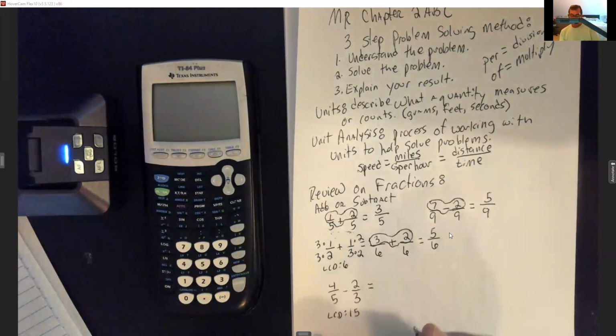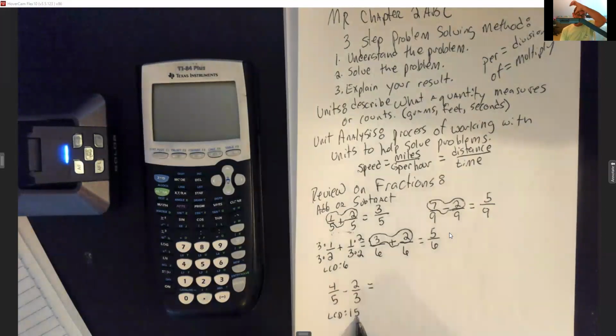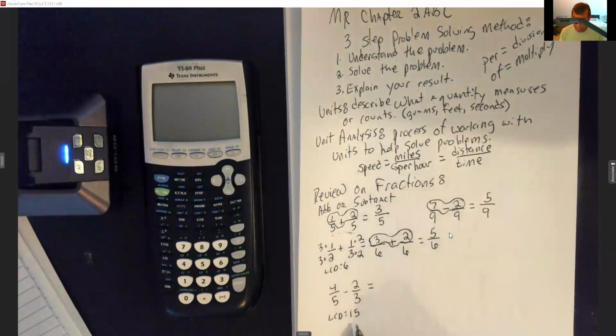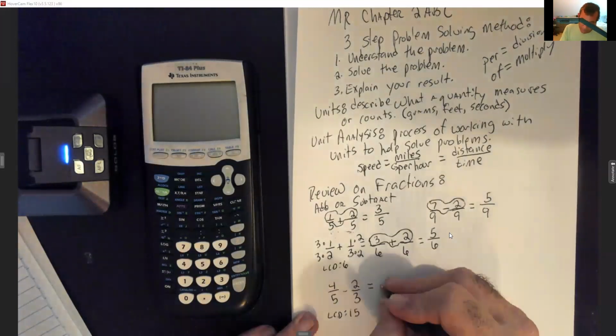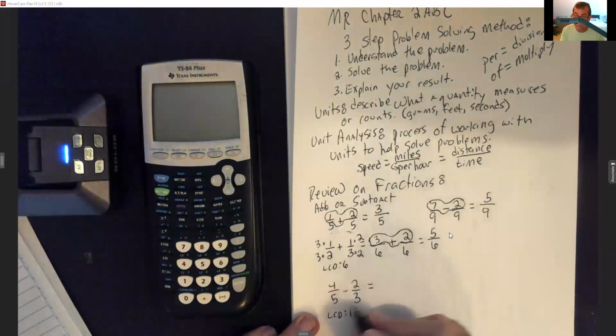And really, all I did was multiply 5 times 3 and got 15. And there's no number smaller than 15 that'll divide by both the 5 and a 3, right? 10 will divide by 5, but it won't divide by 3. 5 would divide by 5, but not by 3. So 15 is the smallest number. So we got to change both of these so that they got a 15 on the bottom.